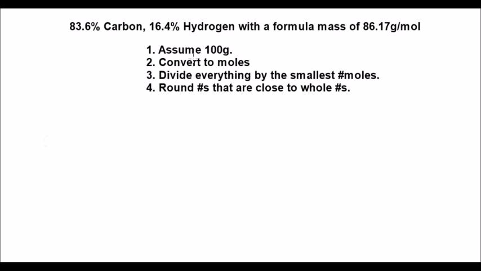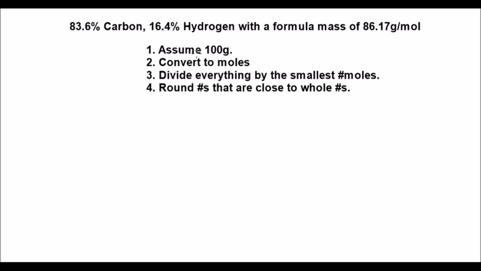If you will follow this plan, it should be fairly easy, and we'll just go ahead and get started. So the first thing we want to do, we have a sample that is 83.6% carbon, 16.4% hydrogen, with a formula mass of 86.17 grams per mole. So how would we actually get this back to an actual formula? And let's start with step one.